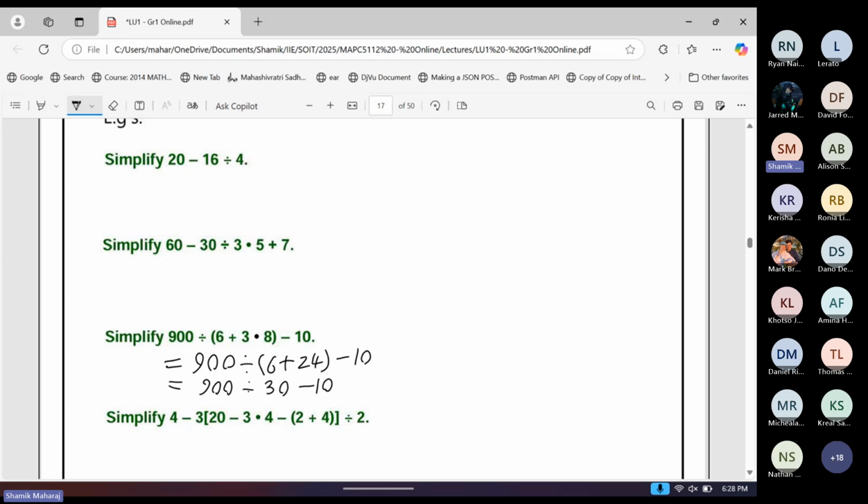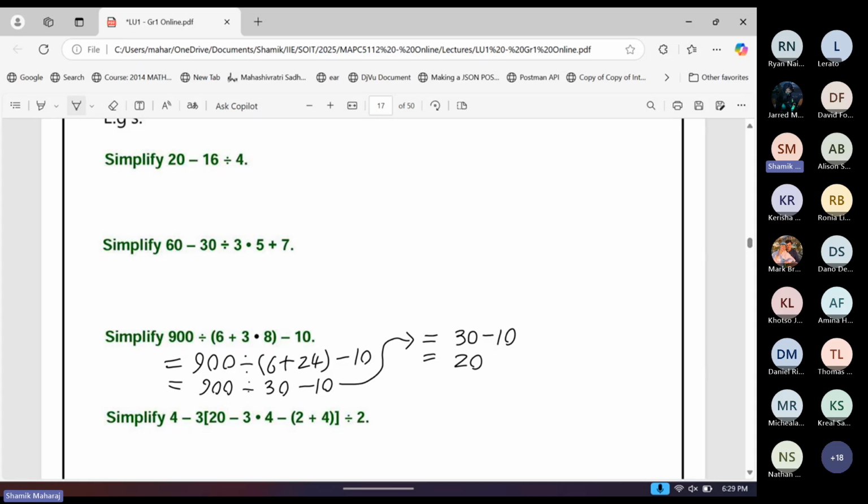I need to make some space. Let me move up here. So now the next thing we must do is division, according to the order of BODMAS. So 900 divided by 30 is, no, there's a 3 there. It's 30, right? Yeah, it's 30. And then minus 10. So minus 10 is the last thing to do, the only thing left. 30 minus 10 gives us 20.